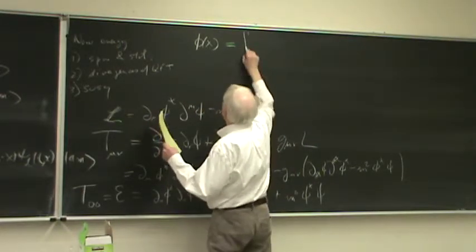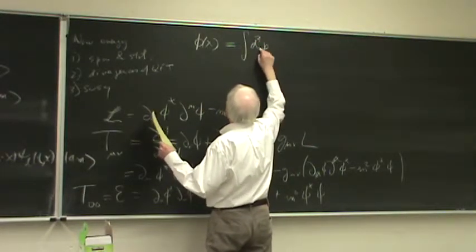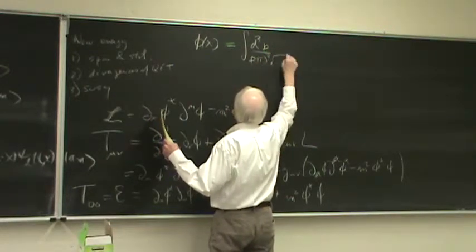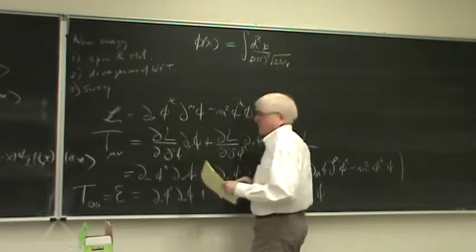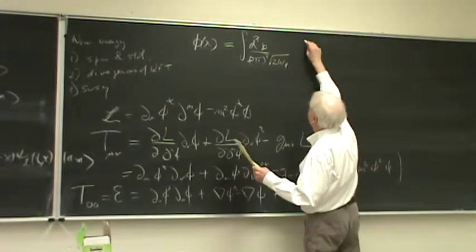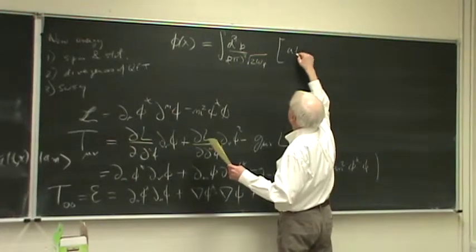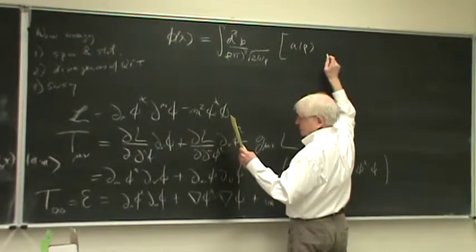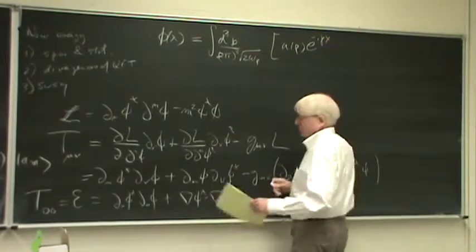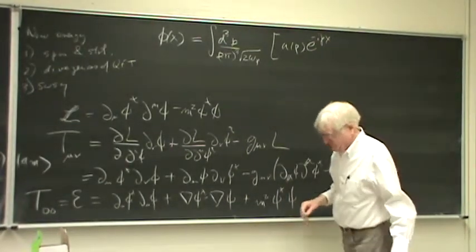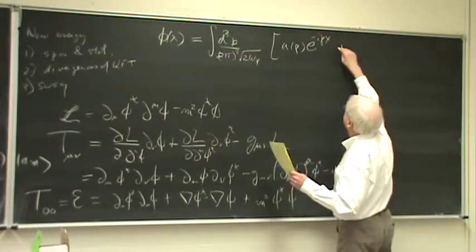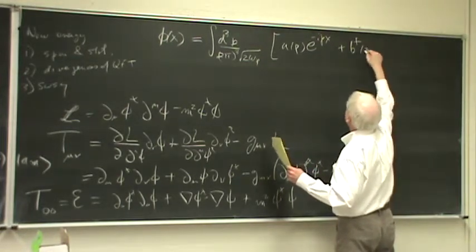So if we write the field φ as the integral d³p over (2π)³, 1 over the square root of 2ωp. Remember, ωp is just the square root of m² plus p². And then I'm just going to use, today I'm pretty much going to use Schwartz's notation rather than the more elaborate Weinberg notation.